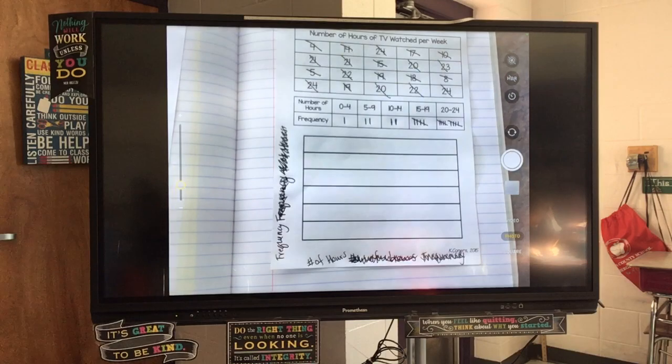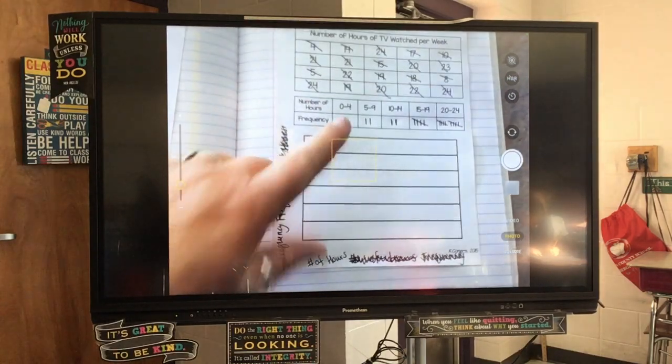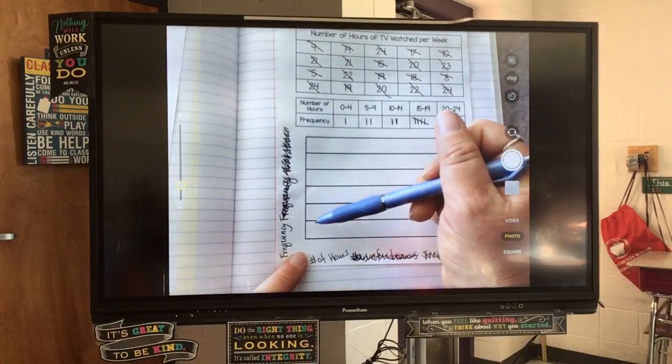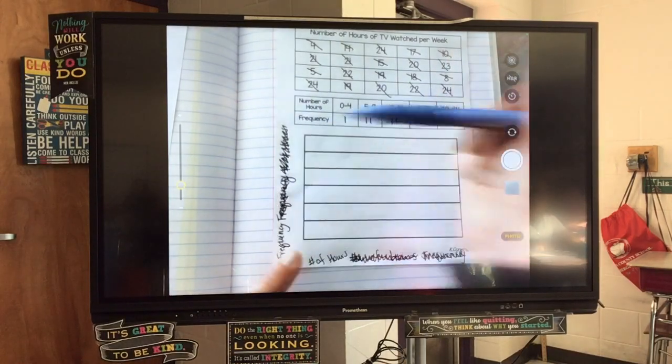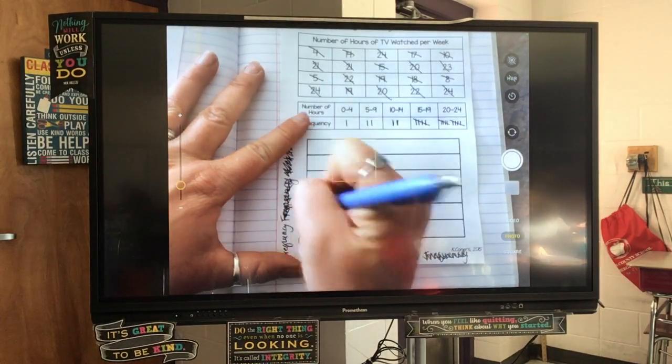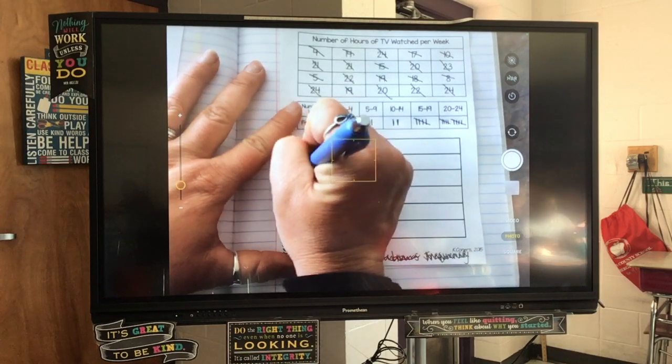All right, so looking at our frequency, we have 1 all the way to what's our biggest number of tally marks? What's the biggest number of tally marks that we have? Isabel? 10. So we have 1, 2, 3, 4, 5, 6 lines. So we obviously don't have 10 lines, so we can't do 1 per line. So what's another good increment that we could possibly do here? 2. So 0, 2, 4, 6, 8, 10.